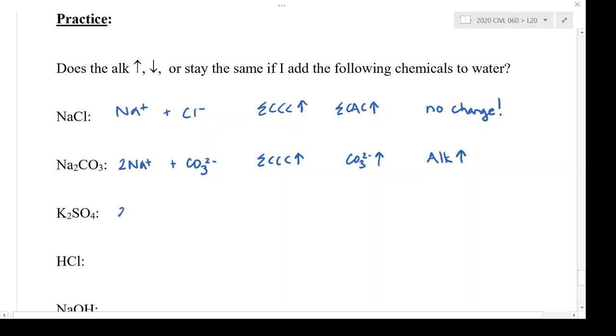Potassium sulfate forms two potassiums and sulfate in water. And so this is going to cause the CCCs to go up and also the CACs, because potassium is a CCC and sulfate is a CAC. Now, one potential source of confusion here is that there's two potassiums but only one sulfate. But because the sulfate has a 2 charge, adding two potassiums has some equivalence to adding one sulfate. And so here, there's no change in alkalinity.